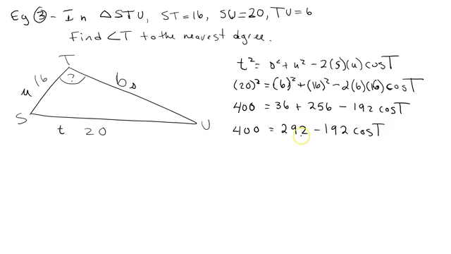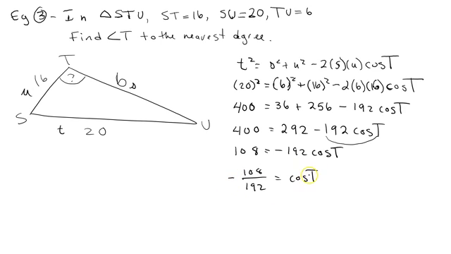Now remember the common mistake. People are going to say 292 minus 192, but this is a whole term. Okay, so the easiest thing to do is just to subtract 292 from both sides. So I'm going to get 400 minus 292 is 108 equals negative 192 cos T. Now to isolate that cos T, I'm going to divide both sides by negative 192, so it becomes negative 108 over 192 equals cos T.